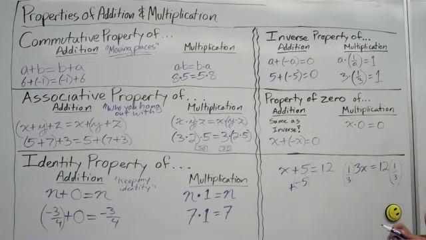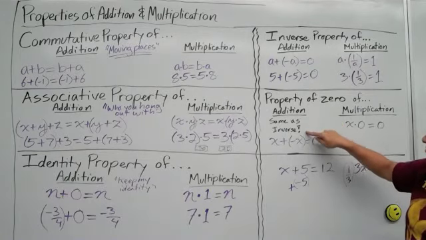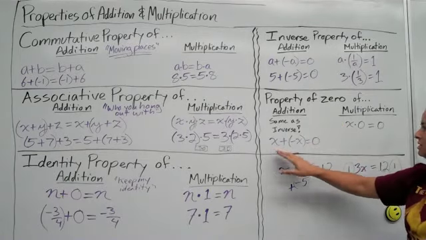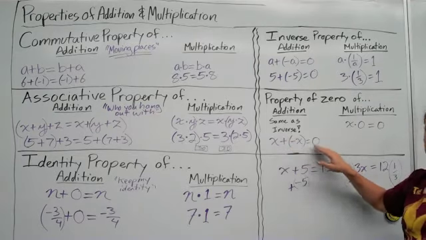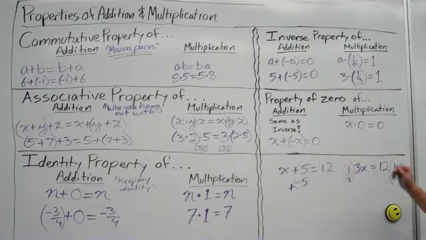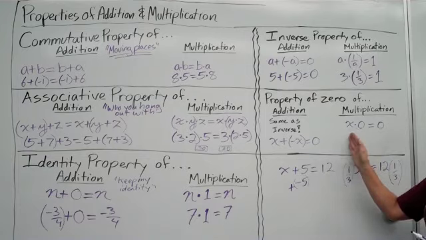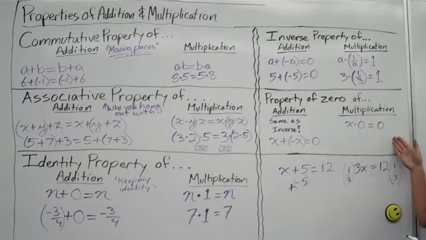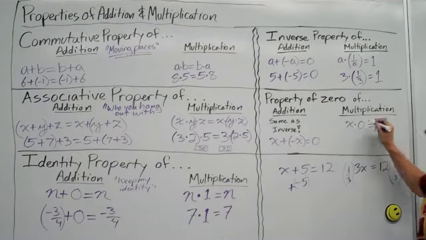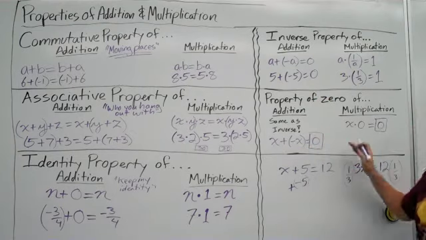Property of 0. For addition, it is just the same as the inverse property. So if you have x and you add its opposite, you get 0. And for multiplication, if you have a number and you multiply it by 0, you will end up also with 0. So I think of the property of 0 as you want the solution to be 0, so figure out how to get to it.